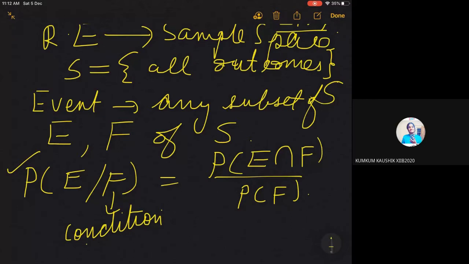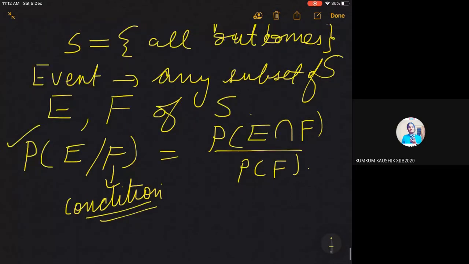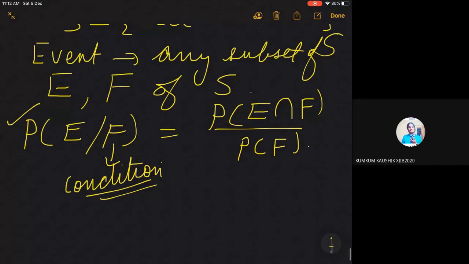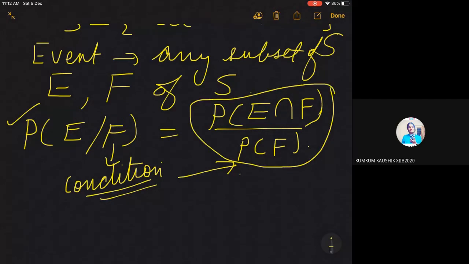And also to be careful, the condition always happens first. If F happened first, then what is the probability of E? You can practically find out. And this formula is useful when we are not applying the condition. Without applying the condition, you can find the probability. That is, P of E intersection F by P of F is the same as the conditional probability of E given F.